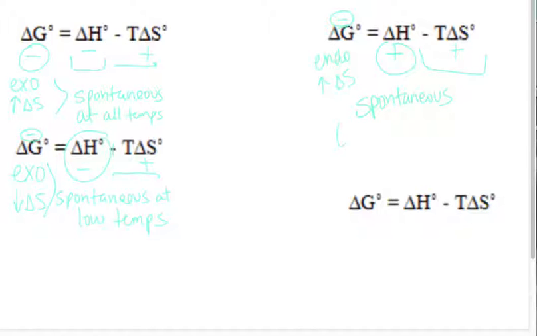And again, that also means I'll write thermodynamically favored because that's how you're going to see it. But I don't want to write that every time because I'm lazy. At high temps.